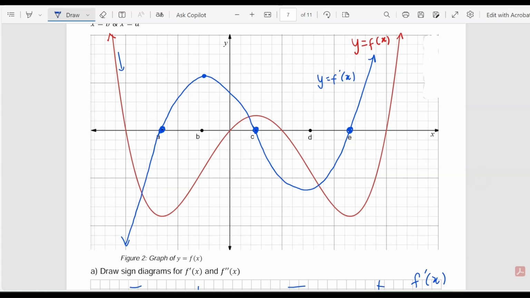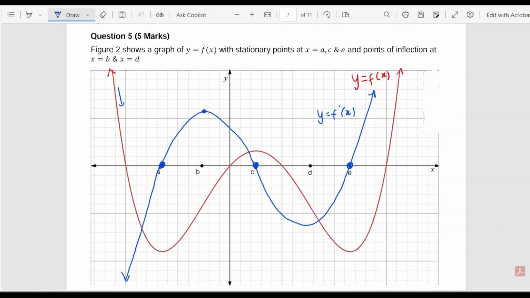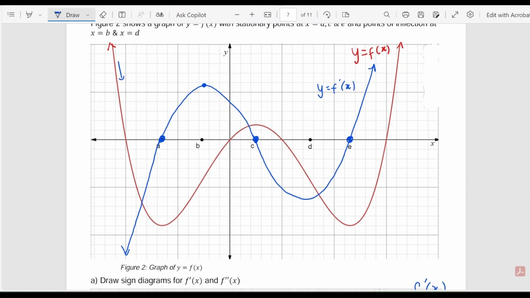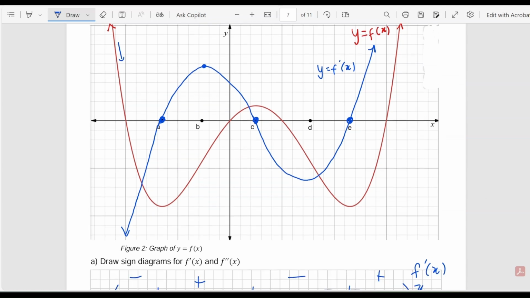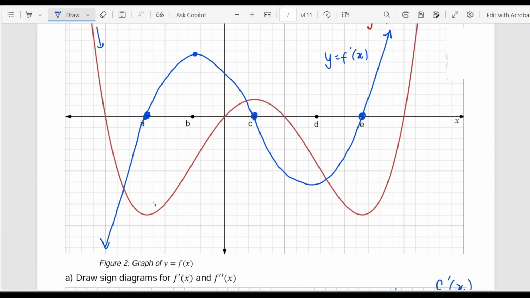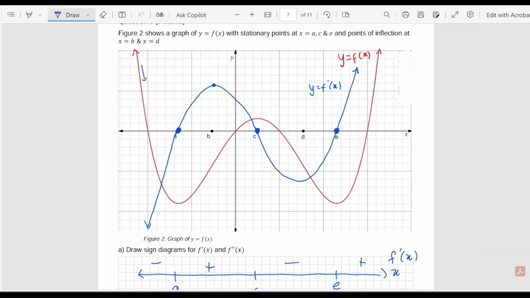You can also use your little strategy of the graphs. Now, this is true quite often, but not all the time. But quite often the graphs will become less wiggly the further down you go in derivatives. You'll notice that I've got sort of like 1, 2, 3 turning points on f. And then on f dash, I've only got 2 turning points. So f dash is less wiggly. All right, moving on.